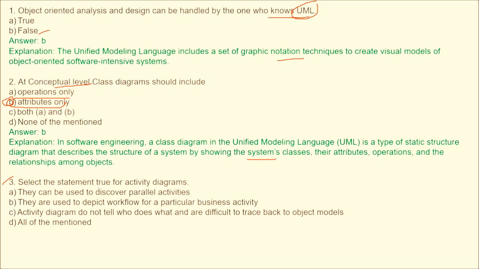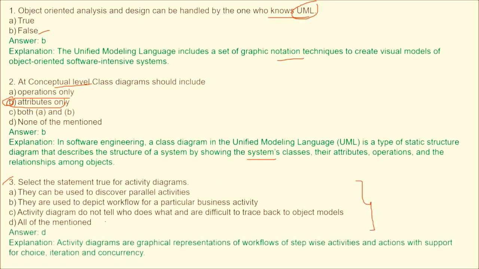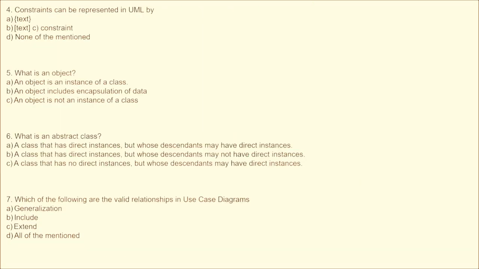Next is: select the statement true for activity diagrams. Can you give me the answer? The answer is D here, because activity diagrams can be used to discover parallel activities. They are used to depict workflow for a particular business activity. They do not tell who does what and are difficult to trace back to object models. The answer is D, because all these are true. Activity diagrams are graphical representations of workflow of stepwise activities and actions with support of choice, iteration, and concurrency.